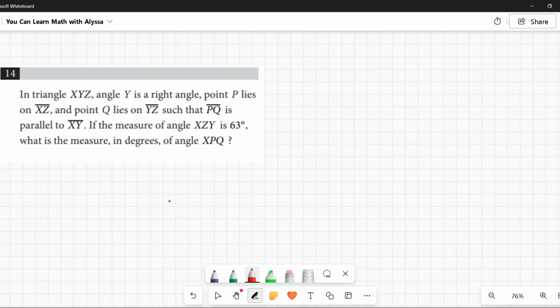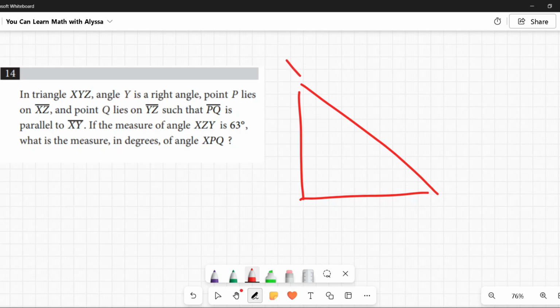Number 14. In triangle XYZ, angle Y is a right angle. Okay, so I have XYZ, and I'm just drawing a right triangle. This is not going to be to scale. X, Y, and Z. And I go, wait, no, I did that wrong. Y is a right angle. Okay, let me back it up. X, Y, Z. Always double check at this point. That's one of those things, like that little example I just showed you. It's so easy to do that. And then from that point forward, everything that you're drawing here is going to be wrong, and it's just going to cause you confusion. Always, always, always double check when you first start out that you're drawing everything correctly.